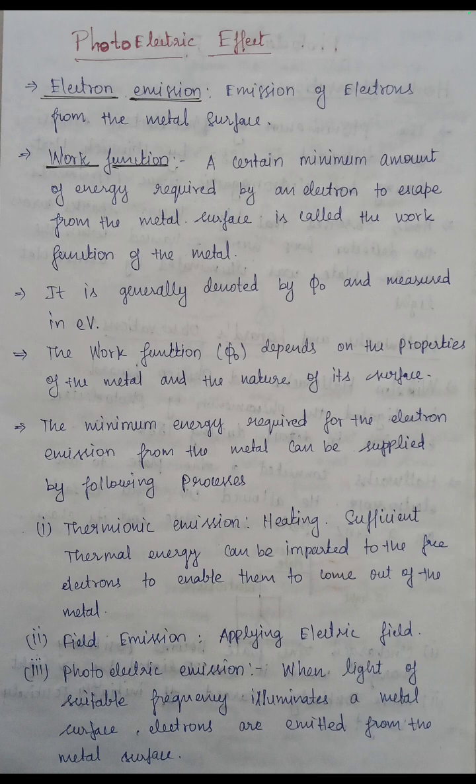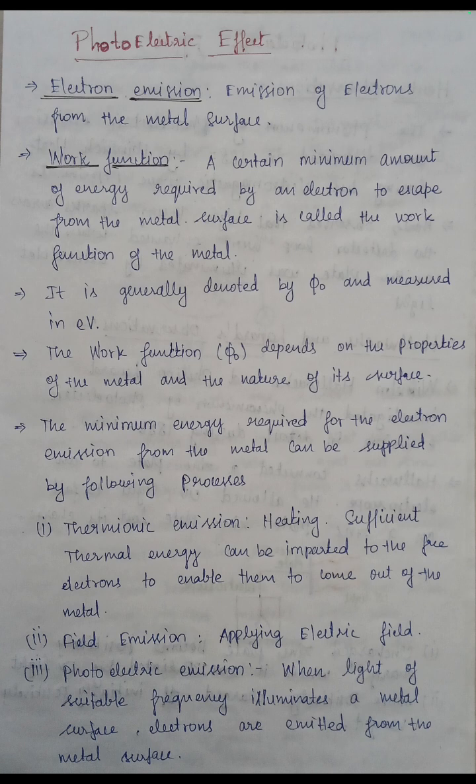In field emission, we apply a strong electric field across the metal surface. When we apply the strong electric field, there will be repulsive force between the negative field and the electrons, and the electrons come out of the metal surface. In photoelectric emission, light is allowed to fall on the metal surface, and the electrons absorb energy from the light and move out of the metal surface. And these electrons are known as photoelectrons, because they are ejected by light, photo. This is the important topic we are going to learn in this chapter.